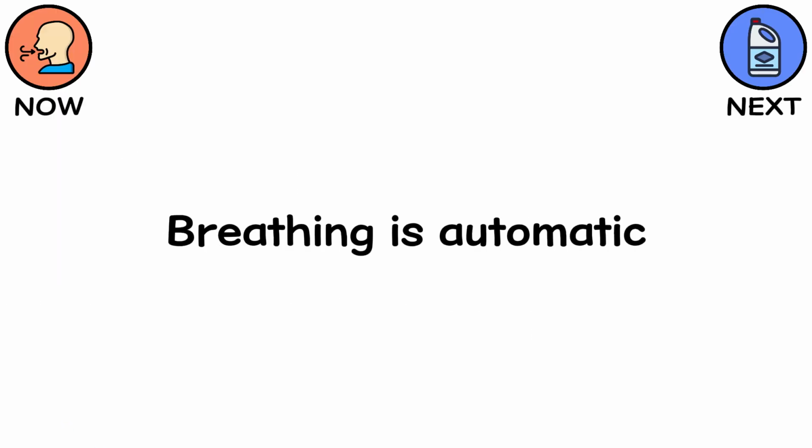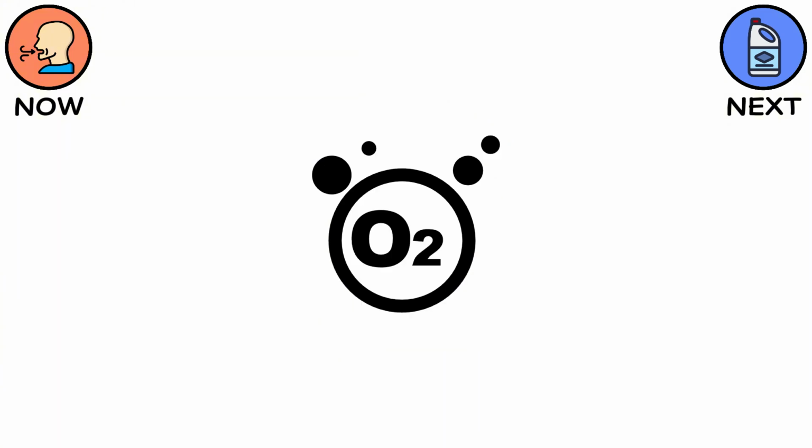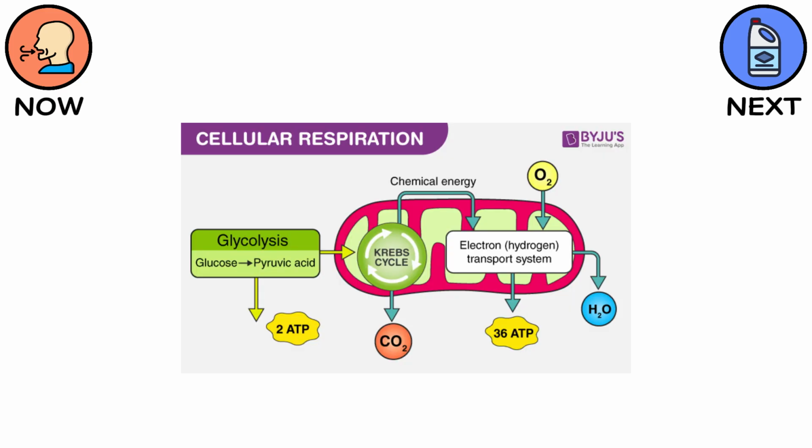Breathing. Respiration inside you. Breathing is automatic, but inside your cells, it's anything but simple. Every breath brings in oxygen. Inside your cells, that oxygen meets glucose in a mitochondrion. Through cellular respiration, they're converted into carbon dioxide, water, and energy in the form of ATP.